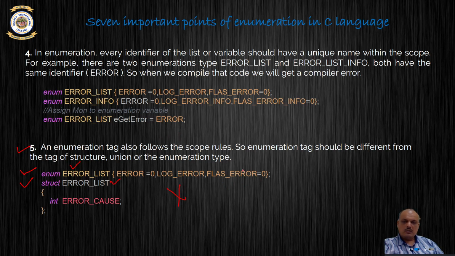It is very similar to how you cannot have int x and float x in the same piece of code. So this is not permitted. The same thing applies to the enumerator declarations as well. So you cannot have two different data types of similar name. That is what it implies.